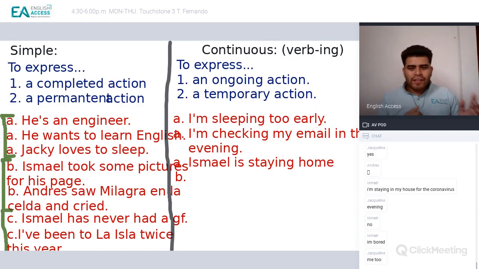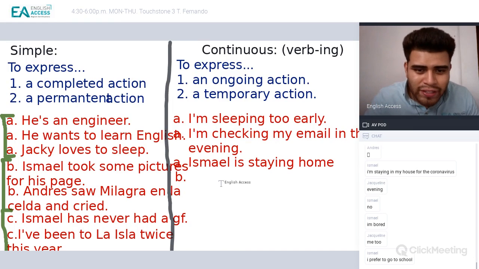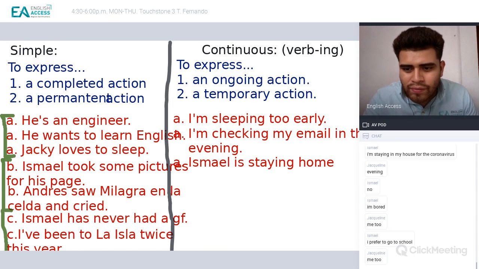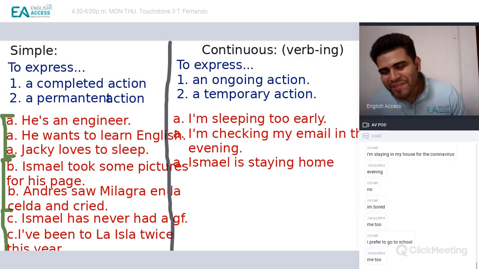All right. So now that is the simple present. Now I want you to give me an example using the simple past. You prefer to go to school? You prefer to go to school than to stay at home?